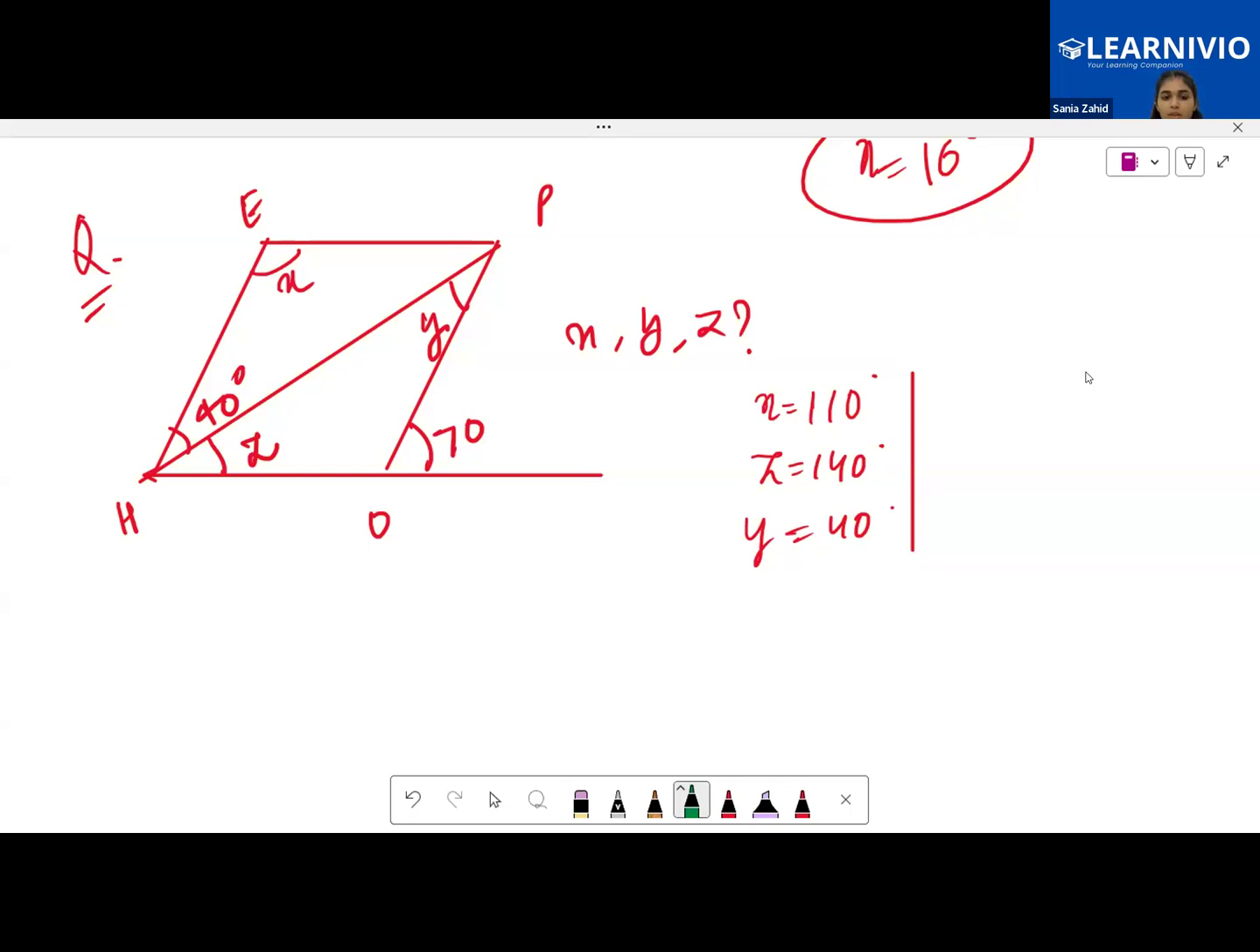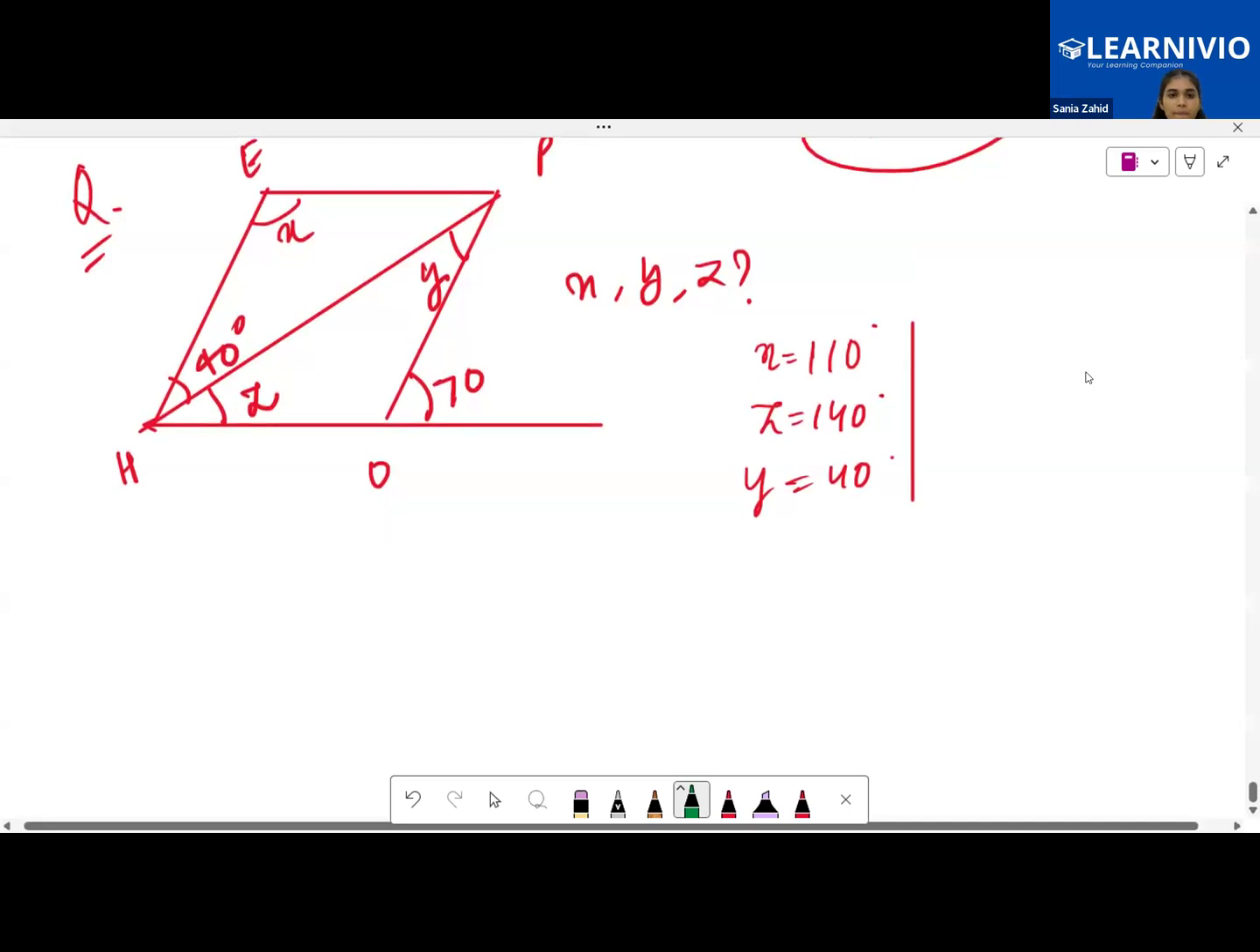Okay, wait, I'll explain to you. First of all, we have been given this as 40 degrees. We don't know x, we don't know y, and we also don't know z. Now, nothing of the interior angles is given, but an angle of 70 degrees is given. If 70 is given to us, can we find this angle? This angle will be equal to 110 degrees. Why? Because 180 minus 70, right? This will be 110. Now if this is 110, that means x will also be equal to 110.